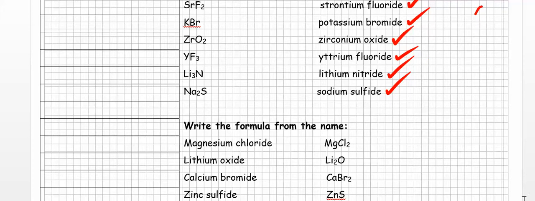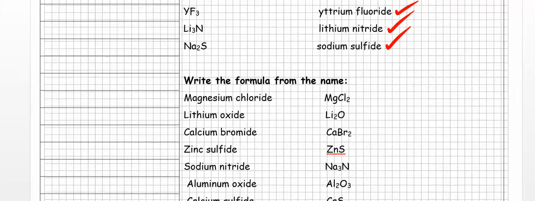Let's go the other way now. Let's take the name and write the formula. Now this is going to be a little bit more tricky because all of these require a switch, but I'm not going to do it for every one. I'll do it for the first 1 or 2 just to make sure that you know how to do it, but then I'm just going to name the formula because you ought to be able to do this by now, okay? All right, magnesium chloride.